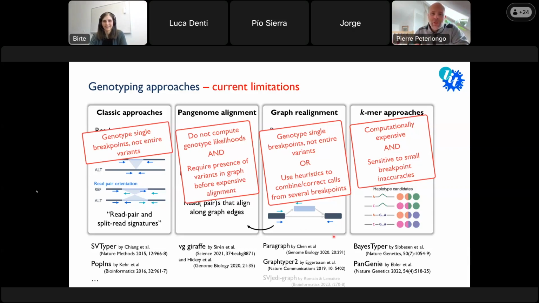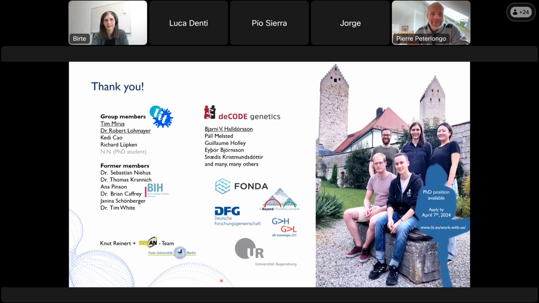Maybe we can take a very last question because it's late already. Or no? So in my opinion, it's the first time I see a tool that works better on real data than on simulated ones, which is quite rare. But only because we didn't simulate the inaccuracies at breakpoints. So we should probably also simulate that, and then we'll beat BayesTyper on simulated data, hopefully, as well.